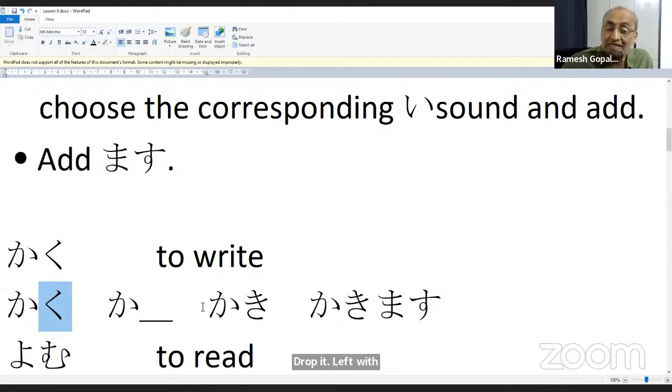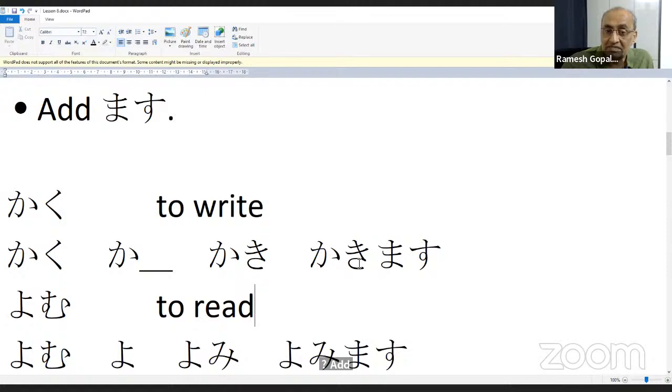Then what did I say? Go to the E line and choose the corresponding E sound. For ku, the corresponding E sound is ki. Add that. Now you get kaki. After which, what do you do? Add mas. So you get kakimas. What is the dictionary form? Kaku. What is the mas form? Kakimas. So kaku is to write, and kakimas also is to write only. The form is different.